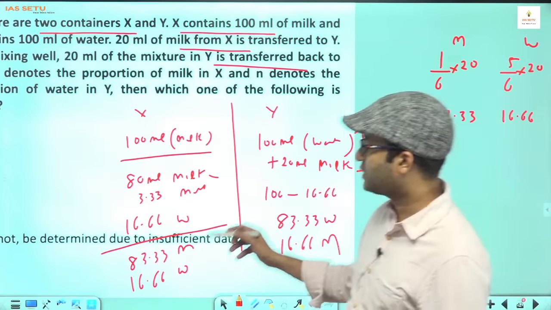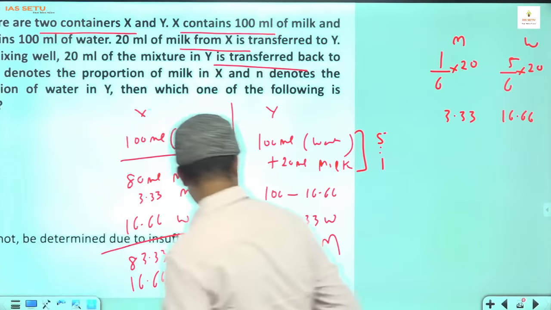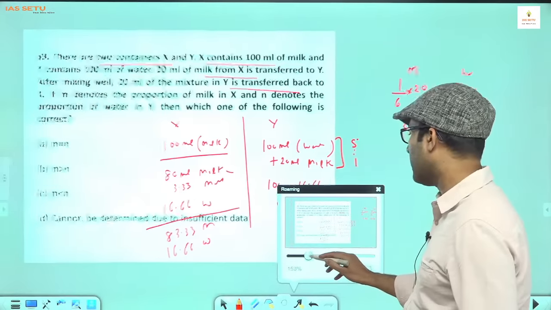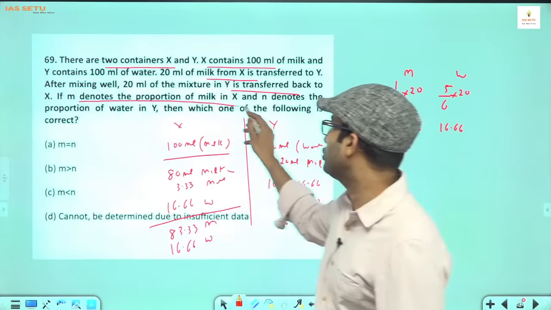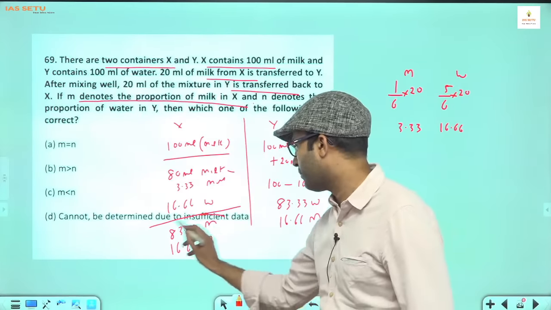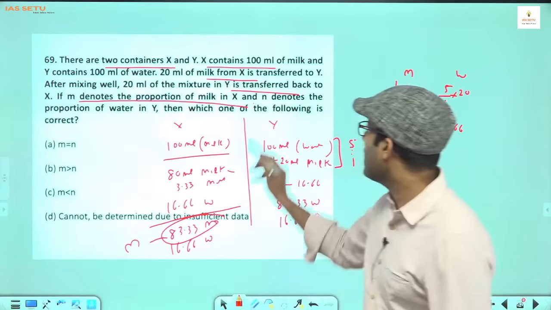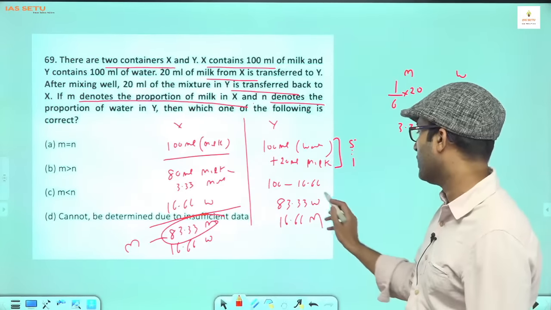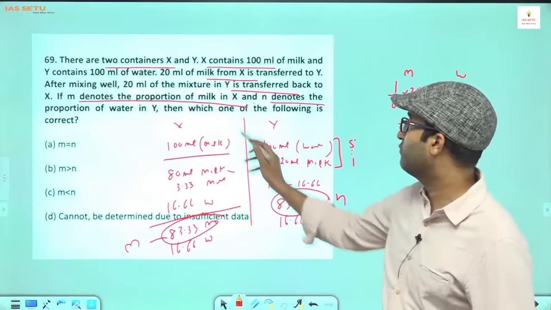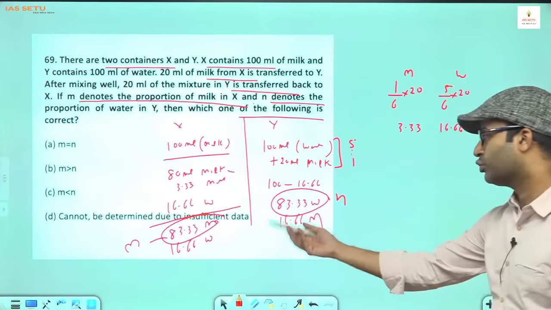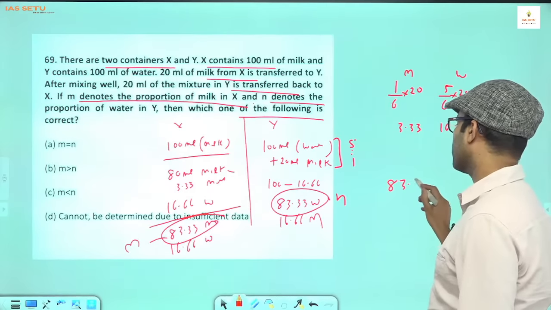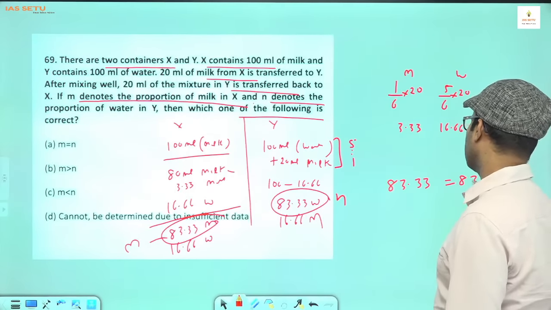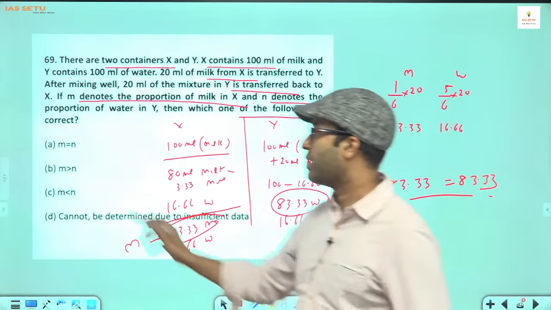Then it is asked, if you read the question carefully, I tell you in this question there is actually nothing to do. If M denotes the proportion of milk in X, this is M. N denotes the proportion of water in Y, this is N. Then which one of the following is correct? So the proportion of milk and water in these two containers is the same. 83.33 milk is equal to 83.33 water. So M is equal to N.